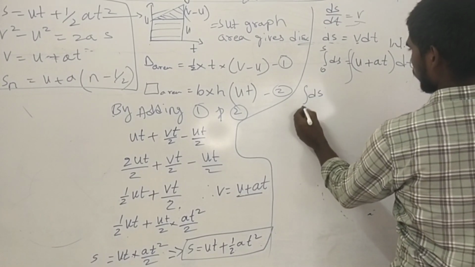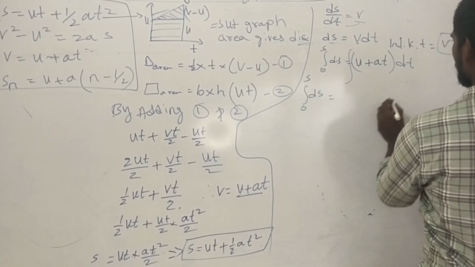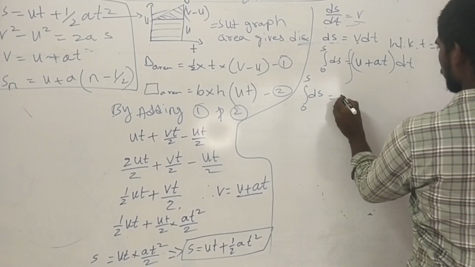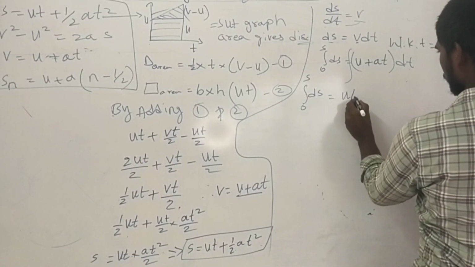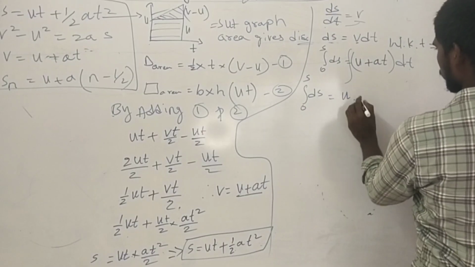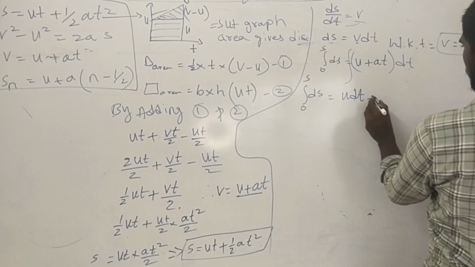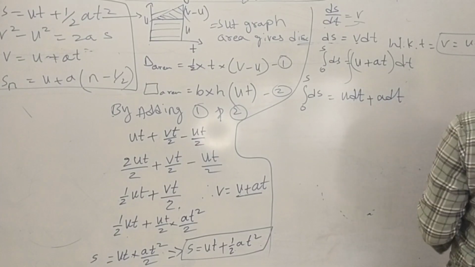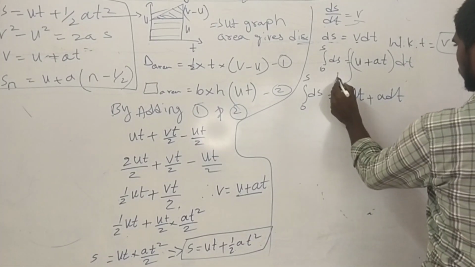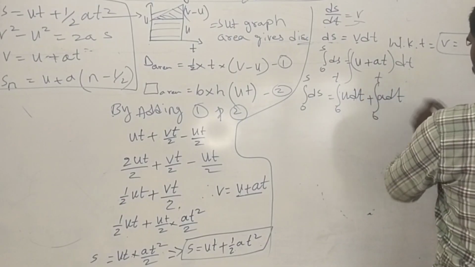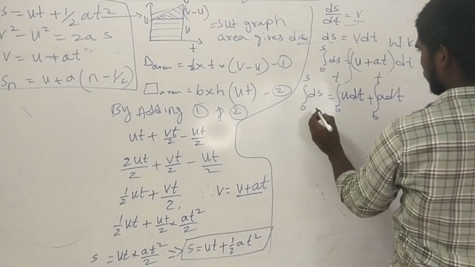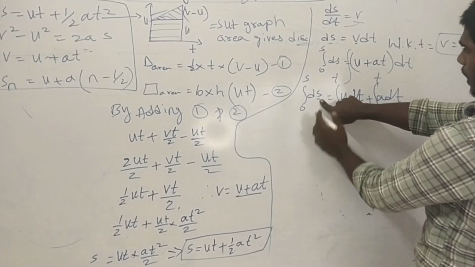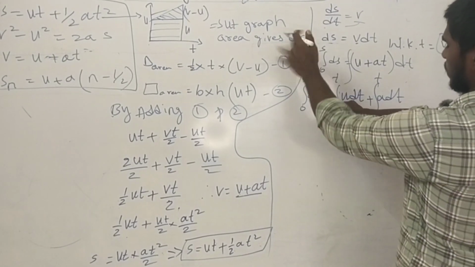The integral from 0 to s of ds is equal to the integral of u dt plus the integral of at dt, each from 0 to t. Now apply limits 0 to s. If you apply the upper limit s, it means s only, and the lower limit is 0.